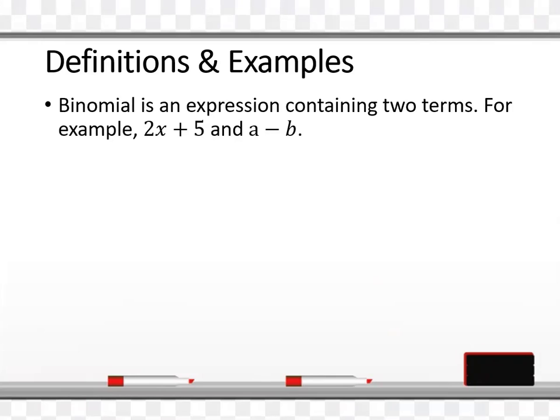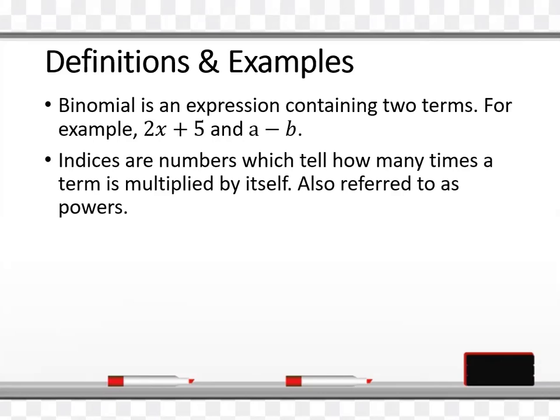For example, 2x plus 5 and a minus b. Indices are numbers which tell how many times a term is multiplied by itself. They're also referred to as powers. For example, 2 raised to the third power and y raised to the fifth power, respectively 3 and 5, are called the indices or powers.